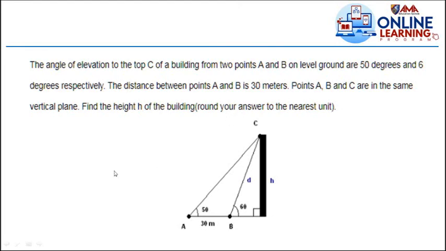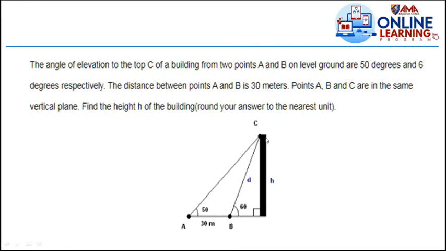So this is now our illustration. This is the top of the building. There are two given angles, that is the angle of elevation. The line of sight pointing up is what we call the angle of elevation. So there are two angles of elevation, 50 and 60. When the angle points downward, it is called the angle of depression.